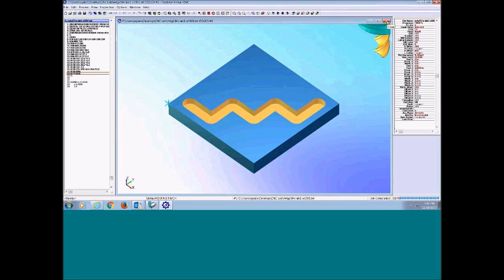Now, Steve, I know there's a lot of programs now that'll take 3D models and you can have it generate CNC code. Yes, you can. Right? And does this package do that? Yes, it does. Okay.